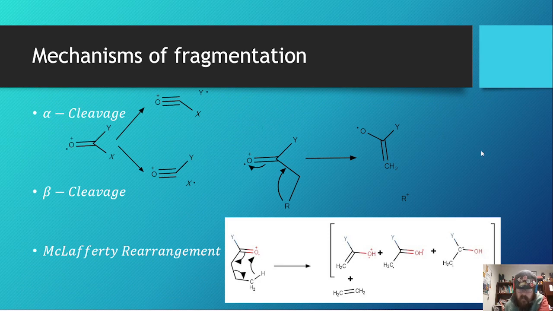Here are some various fragmentation patterns. Here's the McLafferty rearrangement I talked about earlier. See, 1, 2, 3, 4, 5, 6. 6 atoms, and we see a rearrangement to give this unusual fragmentation.